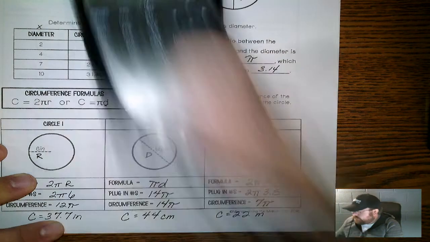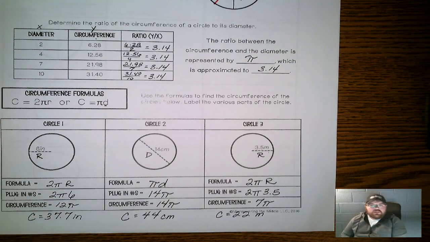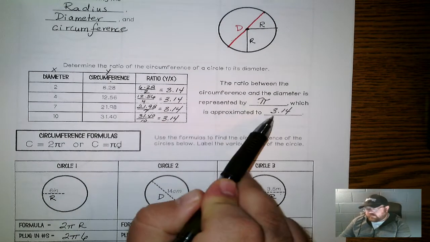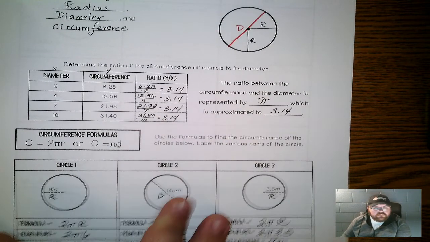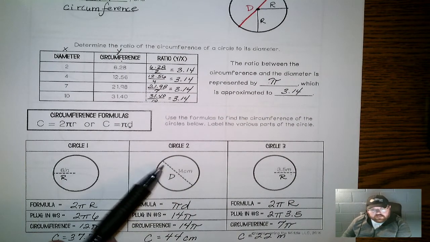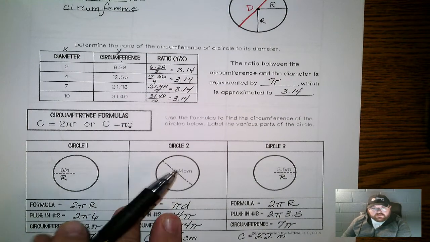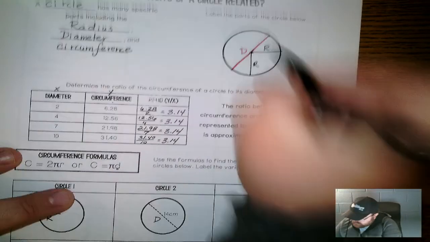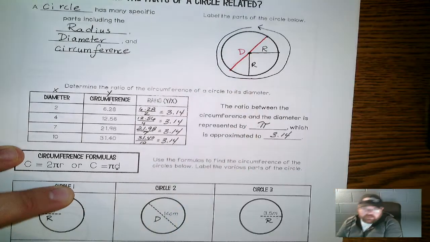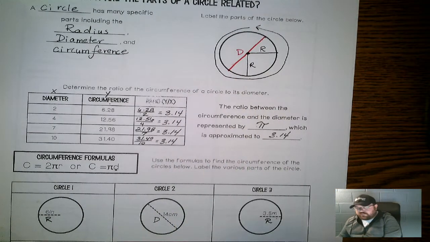meters. So again, the important part that you need to understand here is pi is equal to 3.14, what the radius looks like, what the diameter looks like, and that circumference is the distance around the circle. It's the perimeter of that circle.